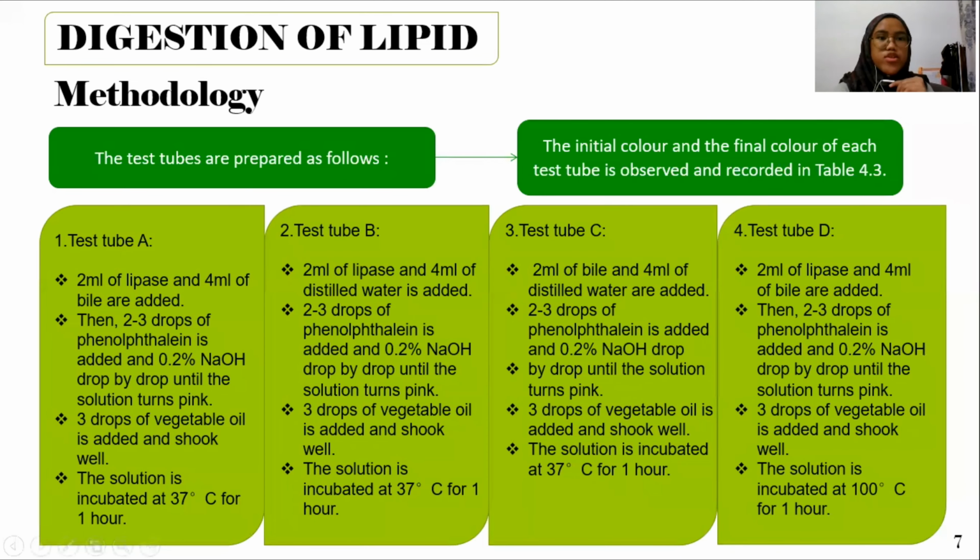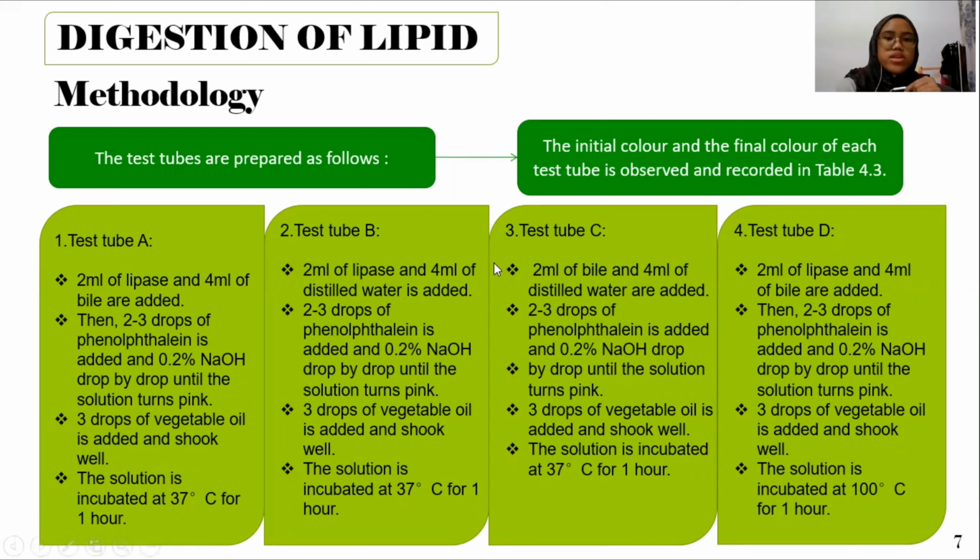Next, for the methodology of digestion of lipid, 4 test tubes are prepared as follows. For test tube A, 2 ml of lipase and 4 ml of bile are added. Then 2 or 3 drops of phenolphthalein are added, and 0.2% sodium hydroxide drop by drop until the solution turns pink. 3 drops of vegetable oil are added and shaken well. The solution is incubated at 37 degrees Celsius for 1 hour.